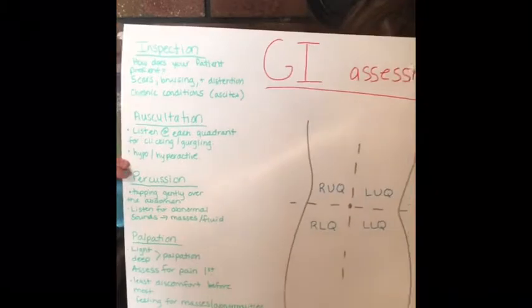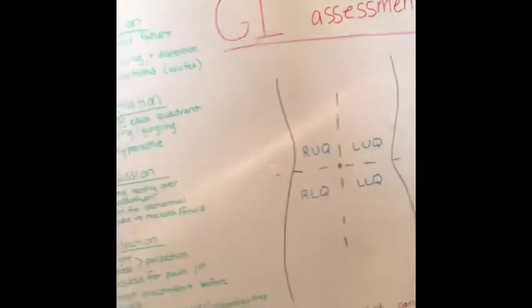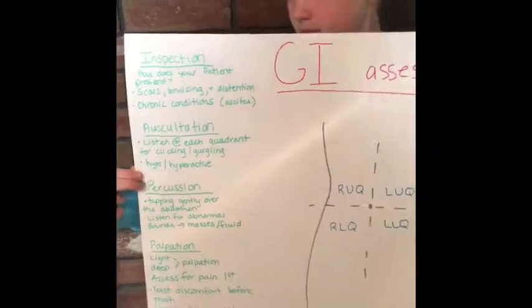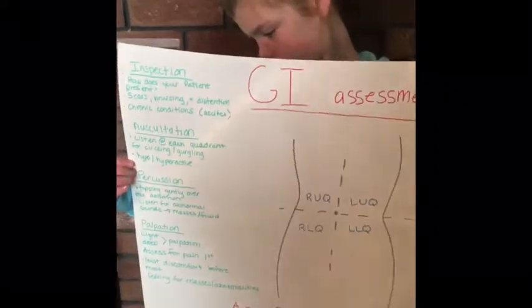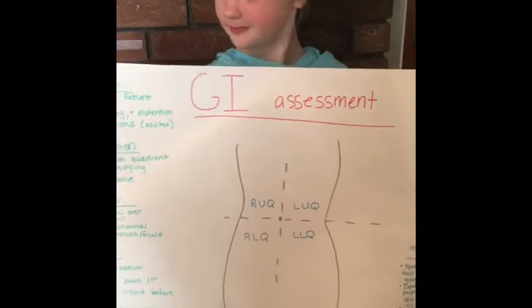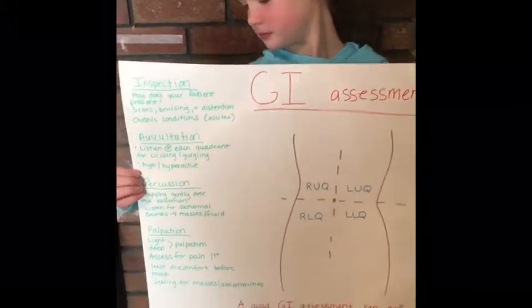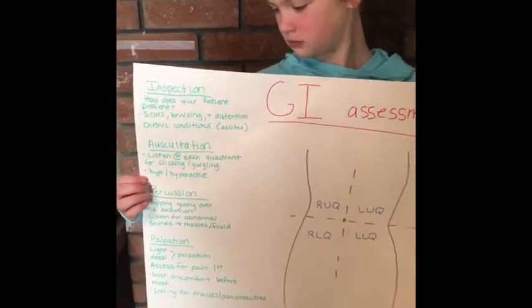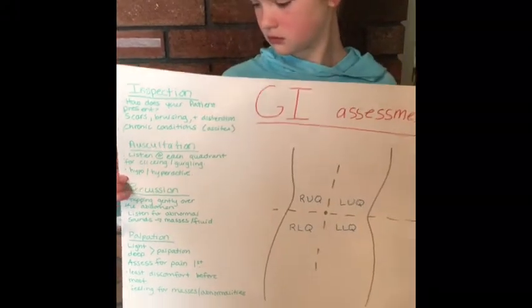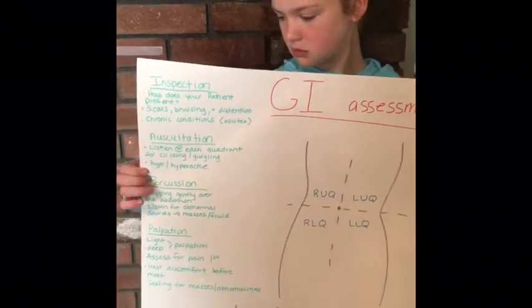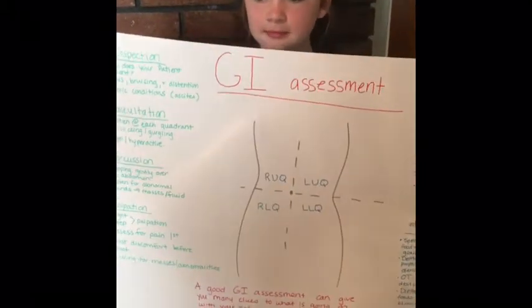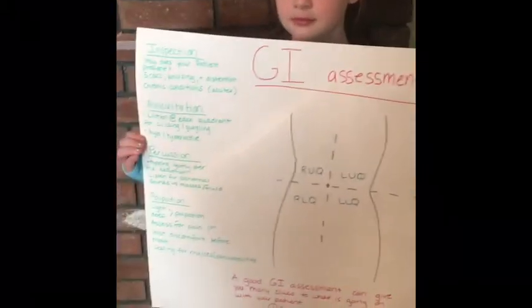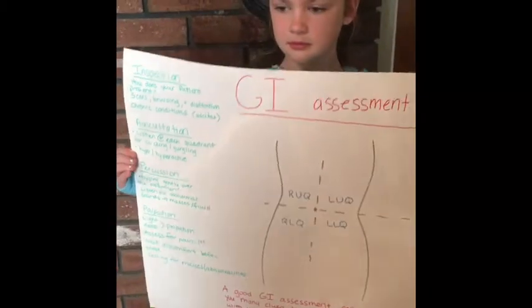Some people can have hypoactive or hyperactive sounds. Hypoactive is when the GI tract is sluggish, and hyperactive you would hear in someone that has diarrhea or is having lots of bowel movements. Percussion is tapping gently over the abdomen. You're listening for any abnormal sounds. They could be masses in the abdomen or fluids. So you want to do that gently.